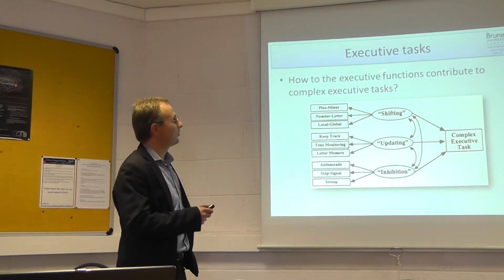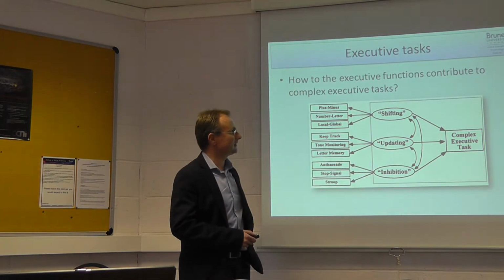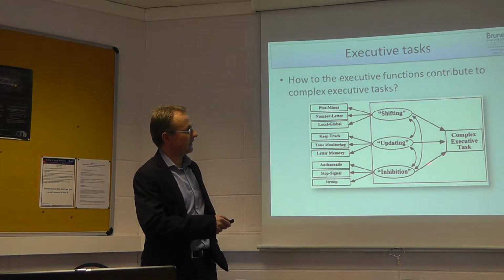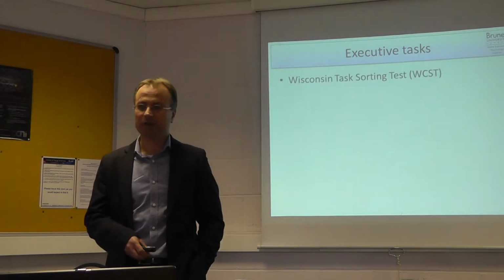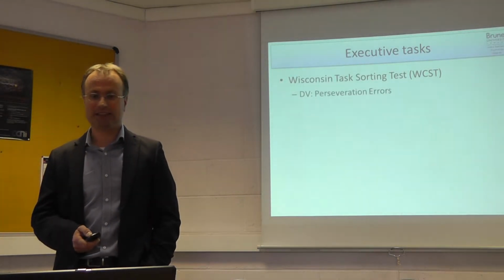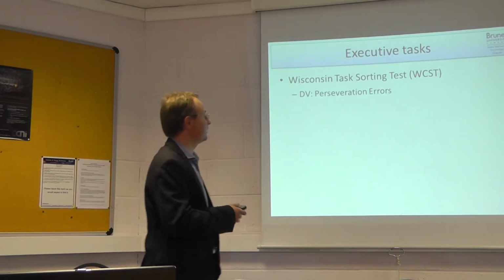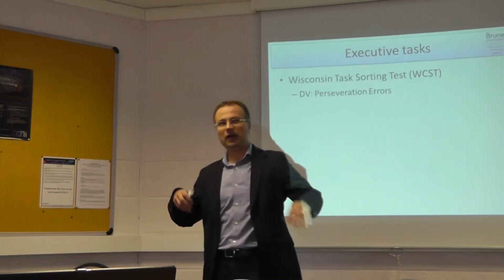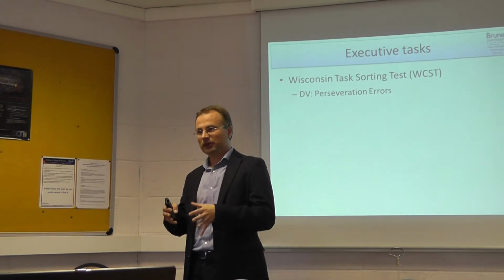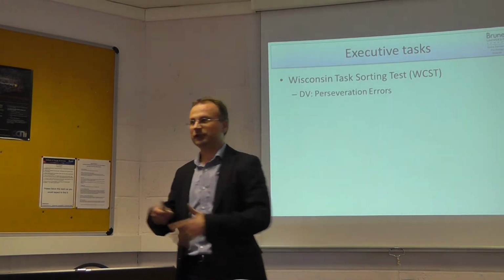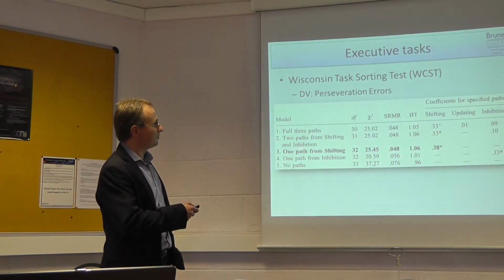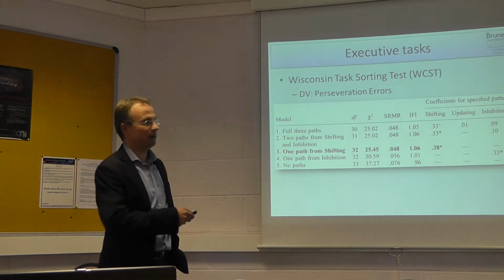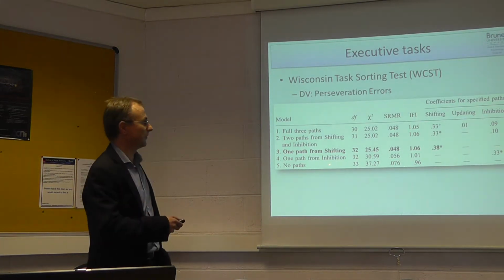How do they contribute to complex executive tasks? So we are now looking at this part of the diagram, the arrows from shifting, updating, inhibition to complex executive tasks. So let's first go to the Wisconsin card sorting test. And the dependent variable they took are the perseveration errors. So how many errors did people make by sticking to the old rule and not changing to the new rule? And here you see that the best model is if you only model one path from the shifting concept.